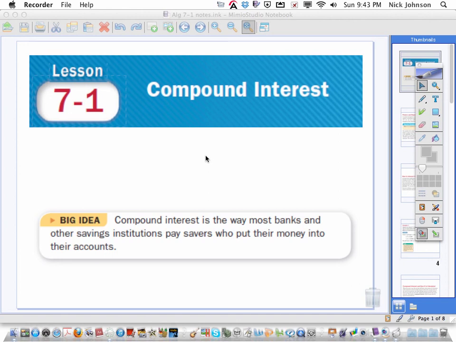All right, so today we're going to talk about lesson 7-1, compound interest. Compound interest is the way most banks and other savings institutions pay savers, you the people who put their money into their accounts. Let's take a look.